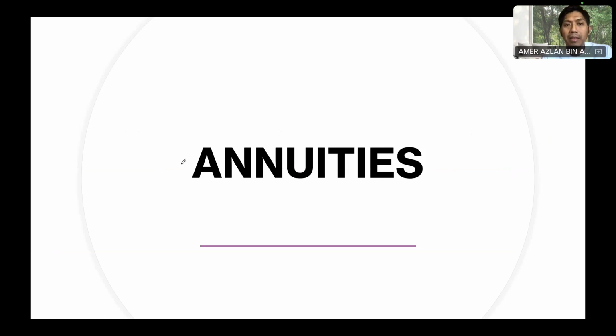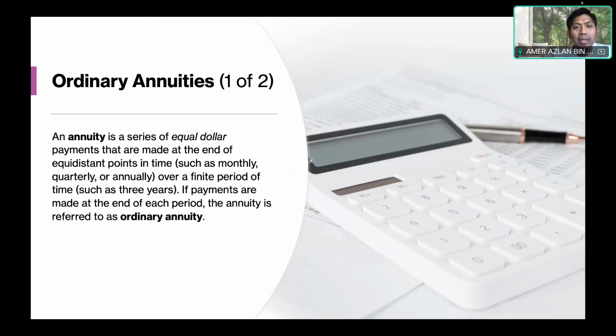Now, the next concept in time value of money is annuities. What is an annuity? An annuity is a series of equal dollar payments that are made at the end of equidistant points in time, such as on a monthly, quarterly, or annual basis, over a finite period of time. If the payments are made at the end of each period, the annuity is referred to as an ordinary annuity. Again, what is an annuity? It is a series of equal dollar payments.